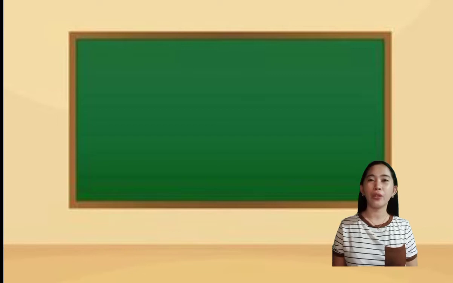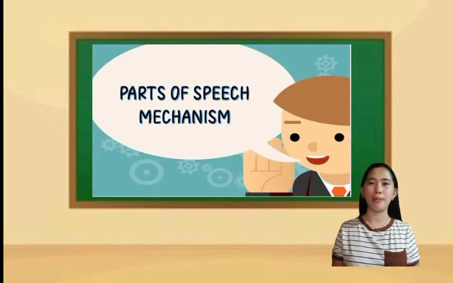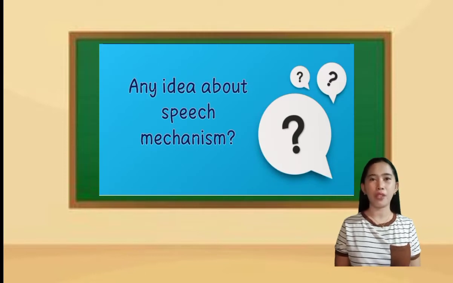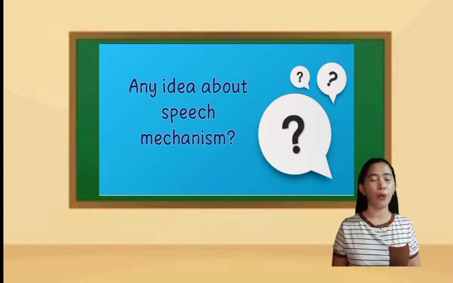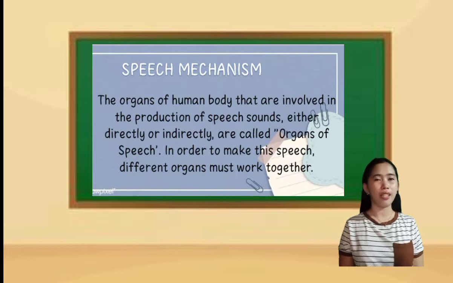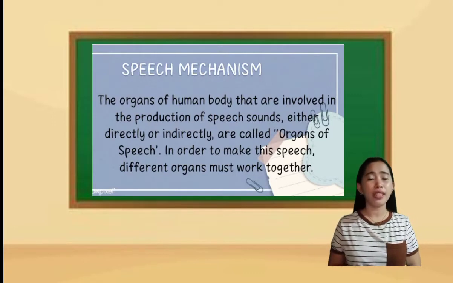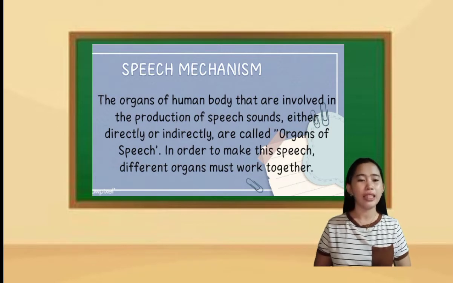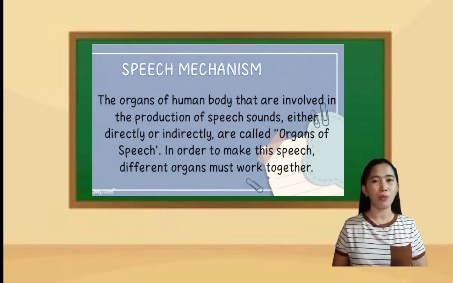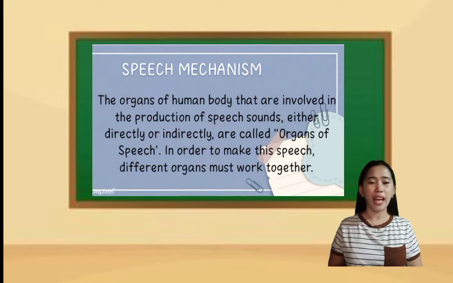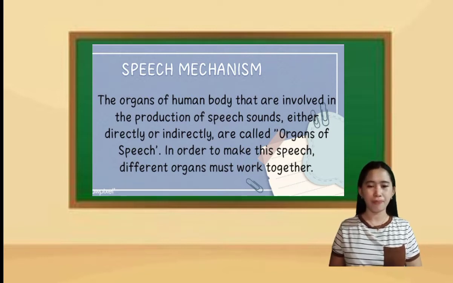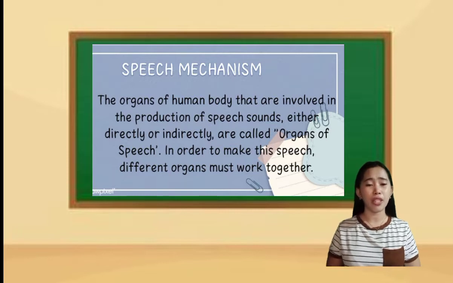Today, we are going to tackle the speech mechanism. Before we start, do you have any idea about the speech mechanism? Speech mechanism explains how sounds are produced by the speech organs, the organs of the human body that are involved in the production of speech sounds, either directly or indirectly. These are called organs of speech. In order to make speech, different organs must work together.